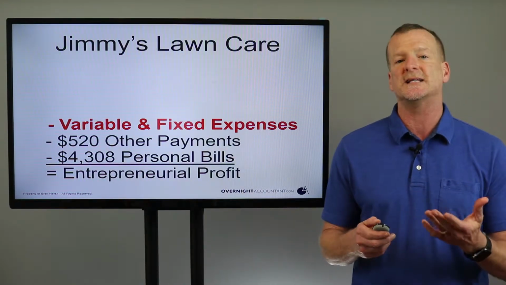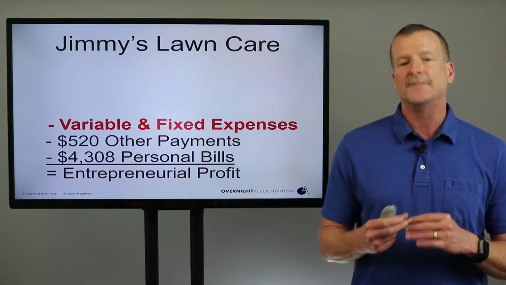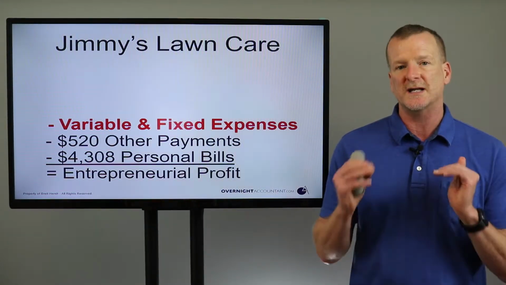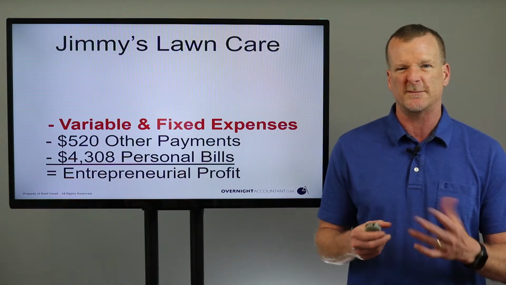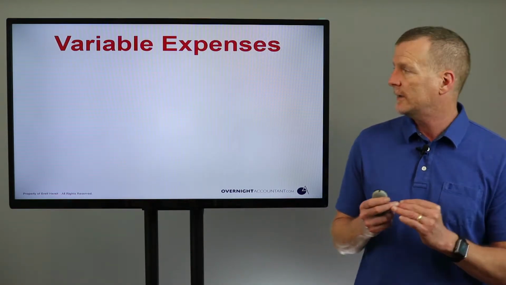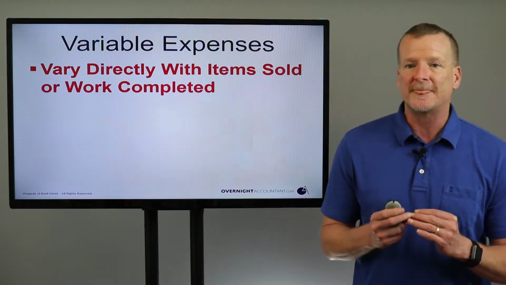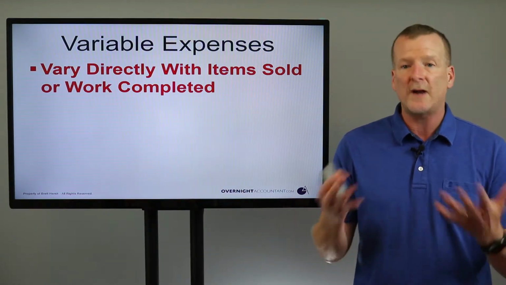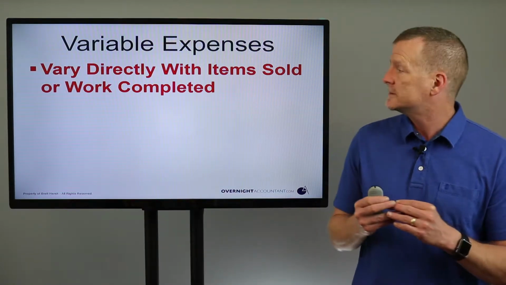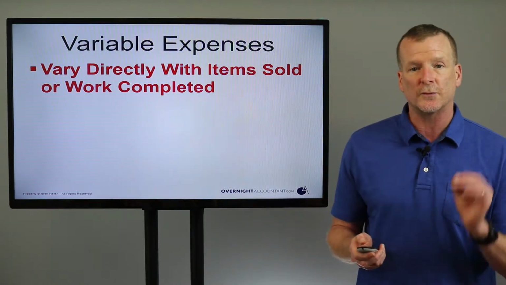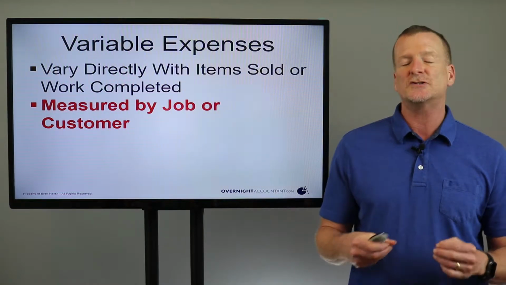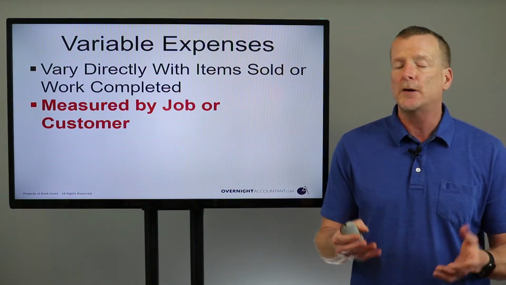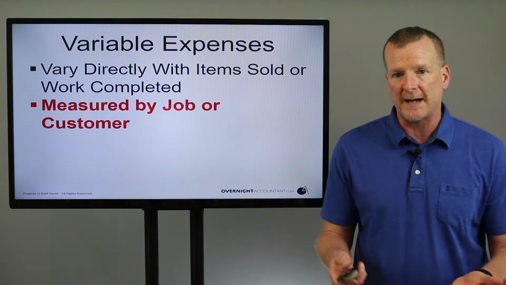So let's explain these. We're really going to focus on fixed expenses in the rest of this lesson, but we're first going to introduce you to variable expenses, which we'll really dig into a lot more in lesson 4. They can be a little more complicated. So variable expenses in general are expenses that vary directly with the items that you're selling or the work completed. They're directly related to you producing your product or service. And these are usually measured by the job or by the customer or by the unit.